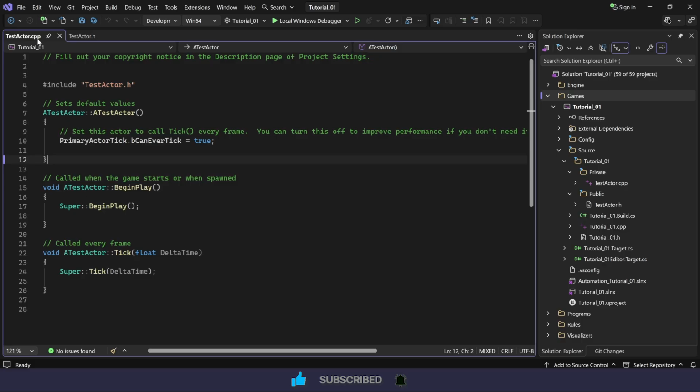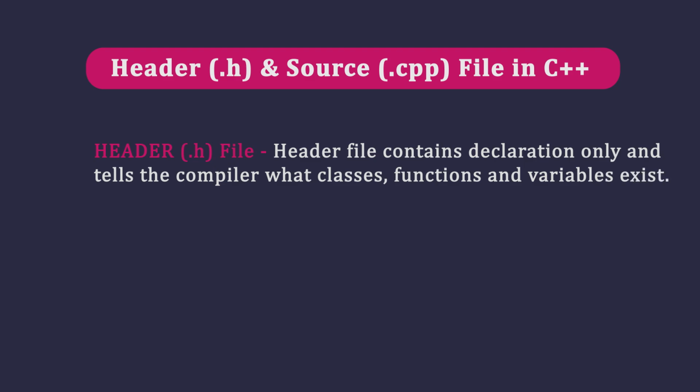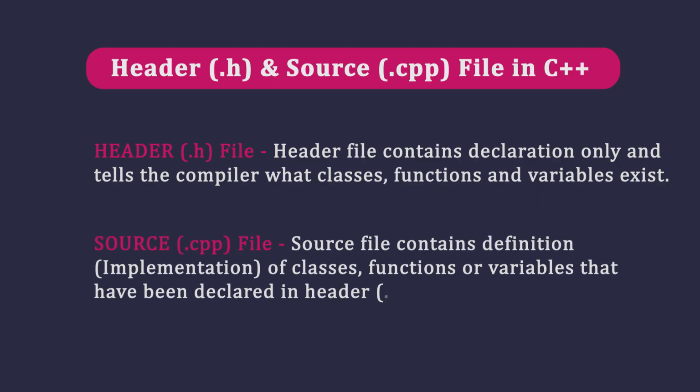Let's find out. By definition, a header file contains declarations. For example, functions, variables, enums, and many other things. Basically, it tells the compiler what exists inside the class. On the other hand, the CPP file contains definitions. Or you can say, implementations. This file tells the compiler how things actually work. Let's understand this with an example.